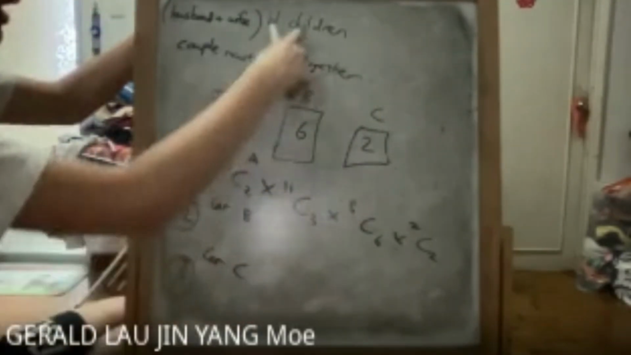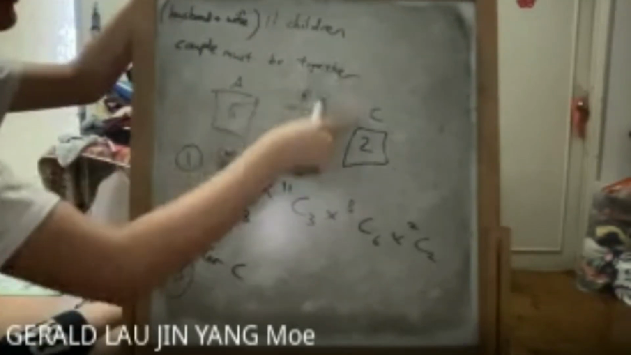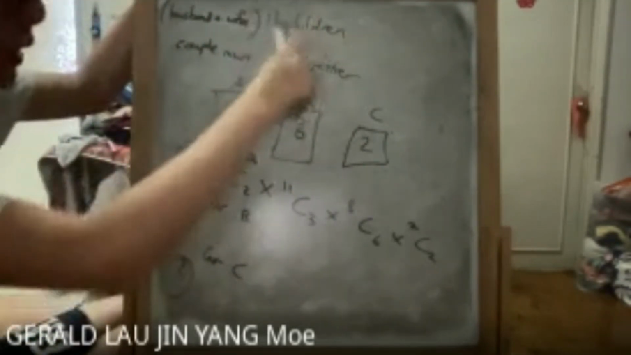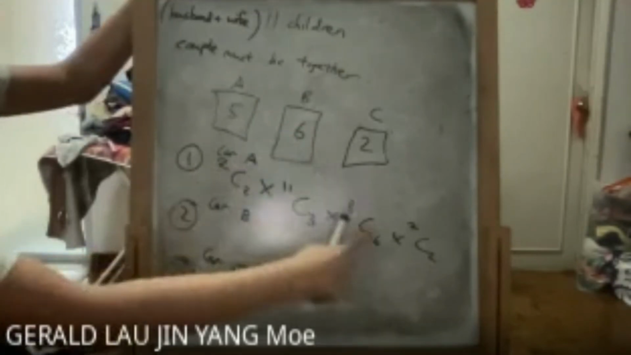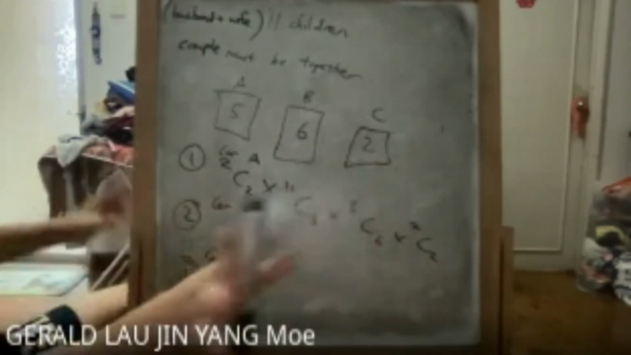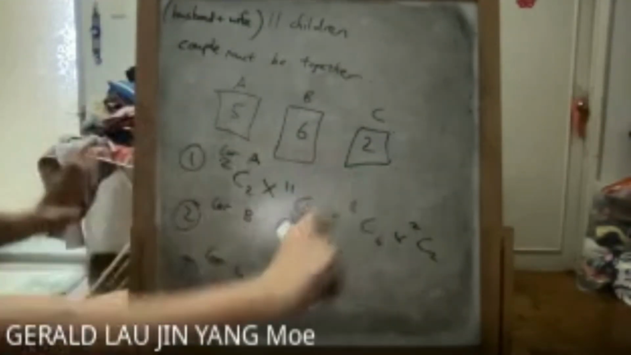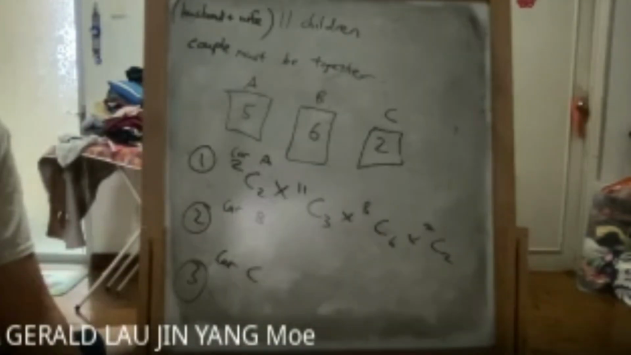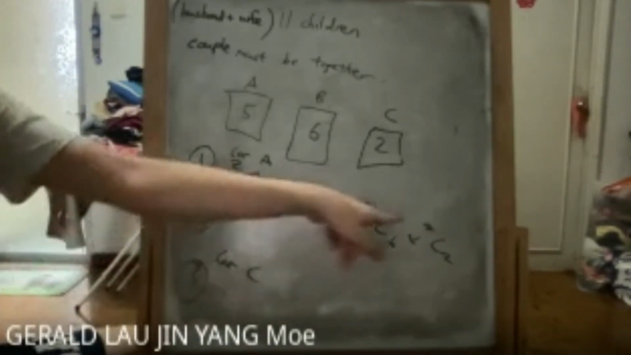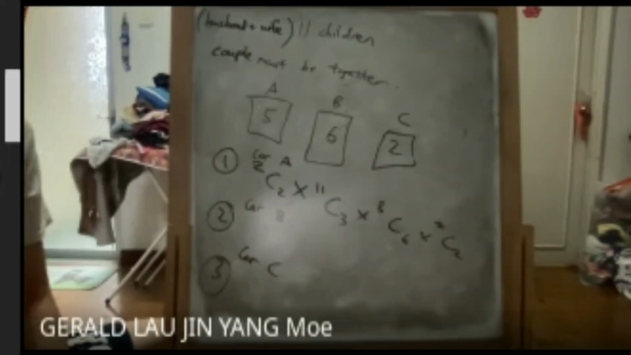After 3 of the 11 children already sit in car A, how many left for B and C? 8 left. Out of these 8, only 6 can sit in car B. 8C6. After you take out the 6 children, another 2 left for car C. Perfect. Can you understand possibility 1? Last one always the same. 2C2, the last one. Okay, good.